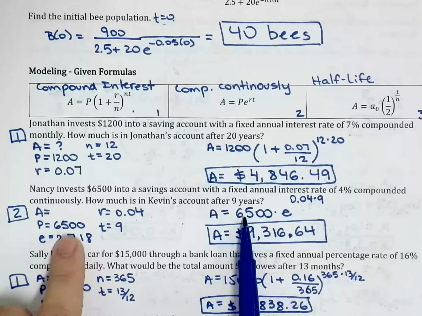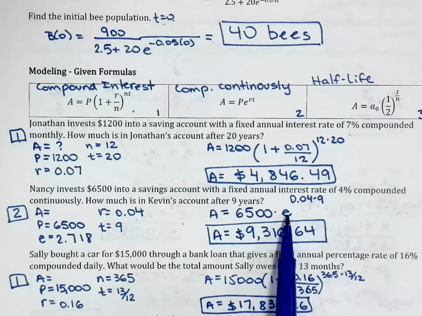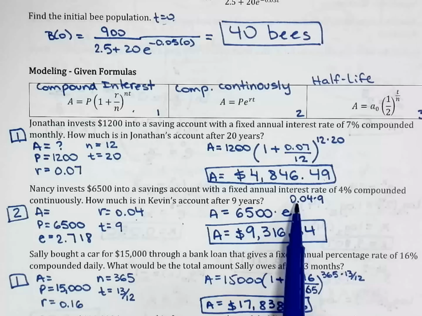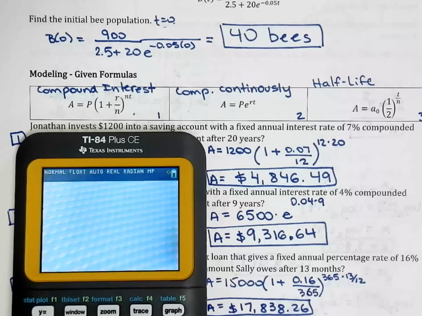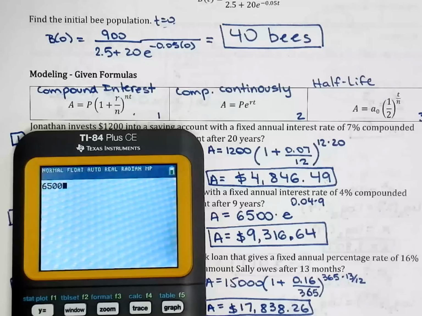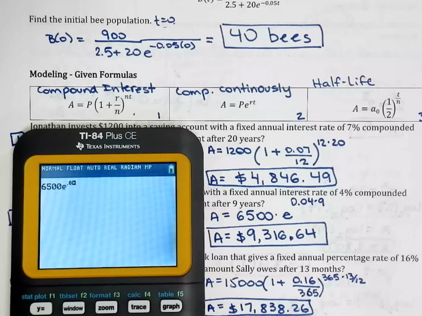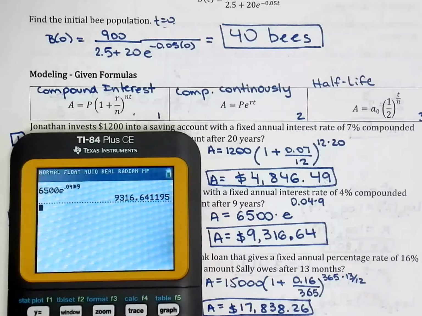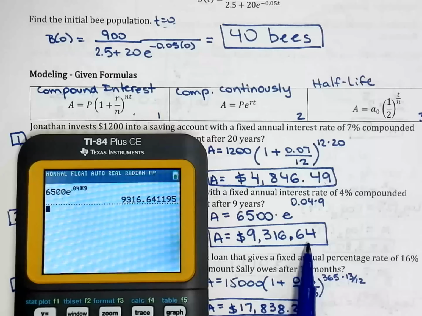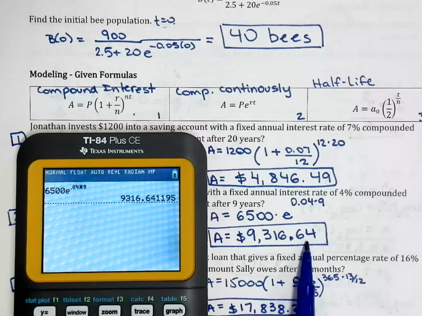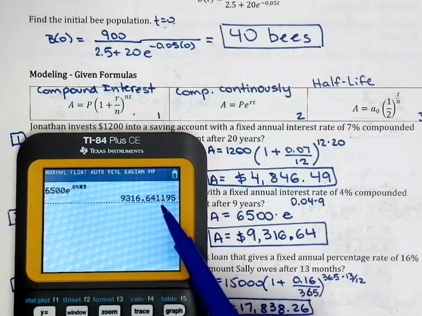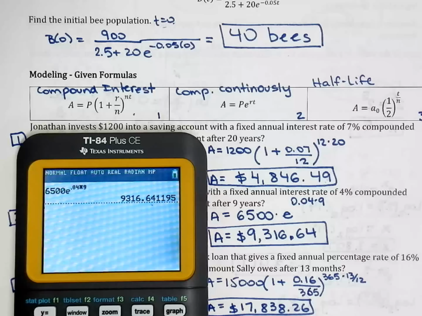So 6,500 is P. E, we're just going to use the key from the calculator, raised to the power of RT, so R is 0.04 times 9, and this is what it looks like in the calculator. 6,500 E raised to the power of 0.04 times 9. And that's dollars, so we need to round that to 2 decimal places, so 0.64 right there.